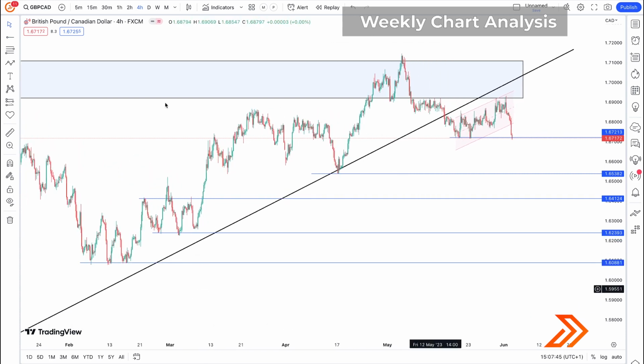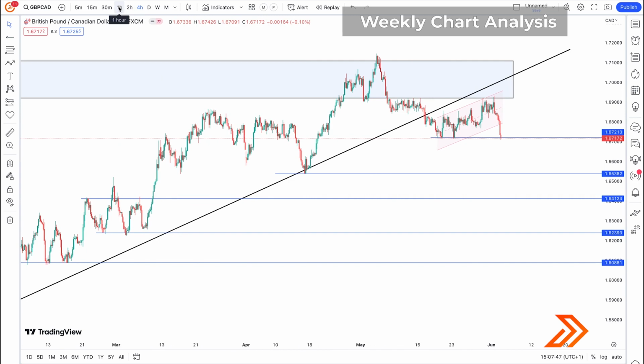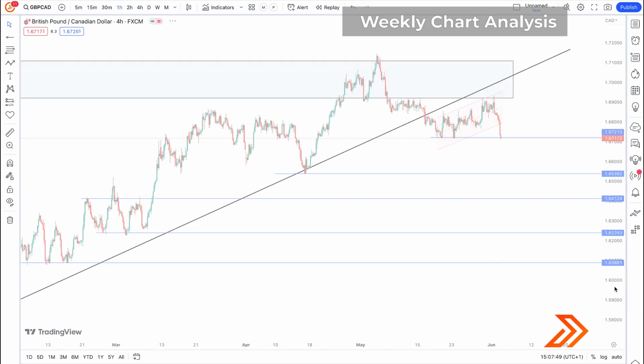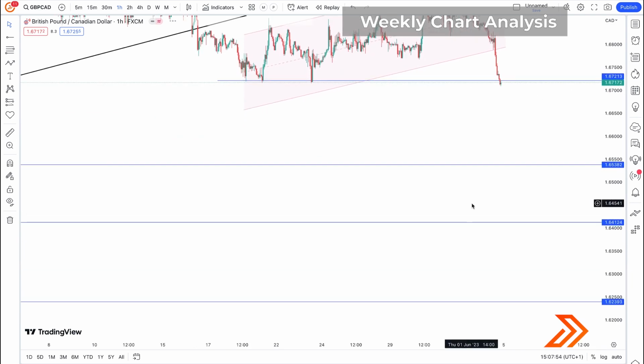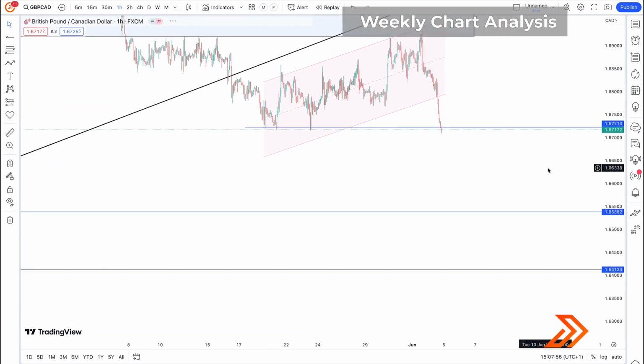So this zone as well. So let's go down to the 1-hour time frame, and then let's look for potential entry opportunities on this trade.